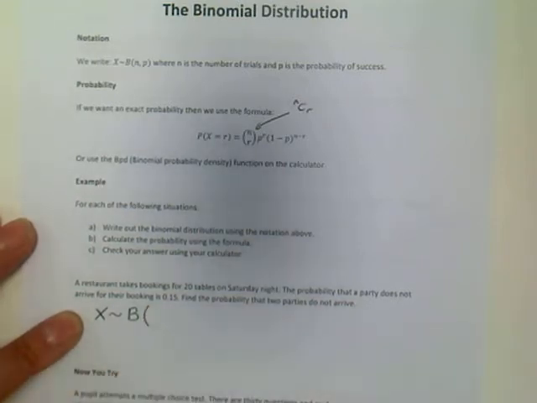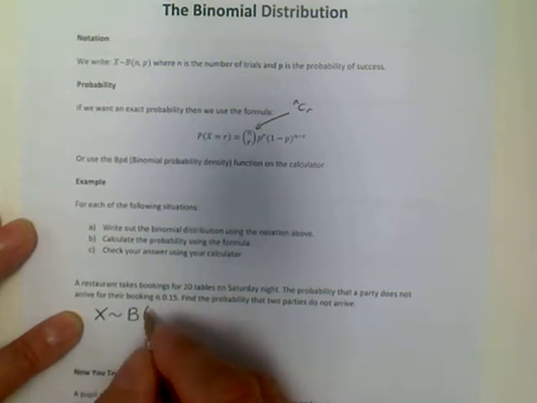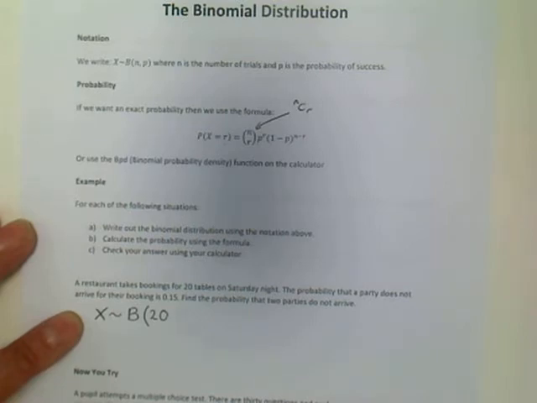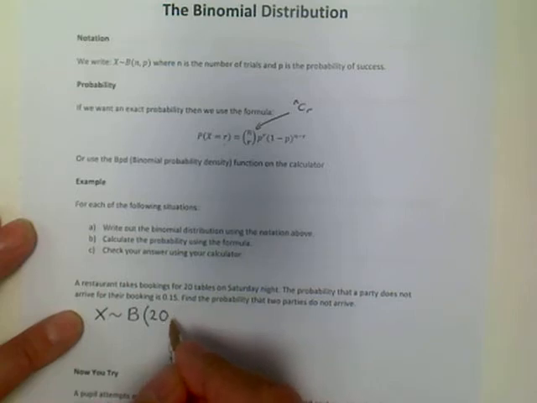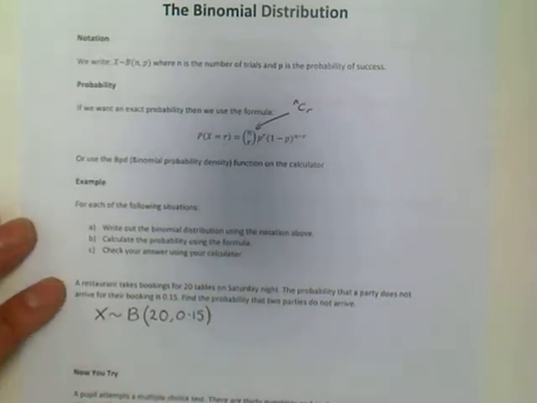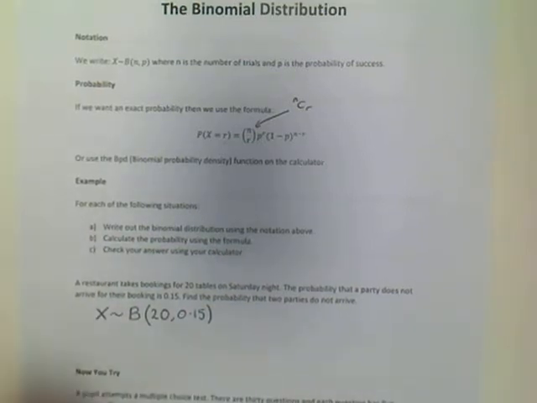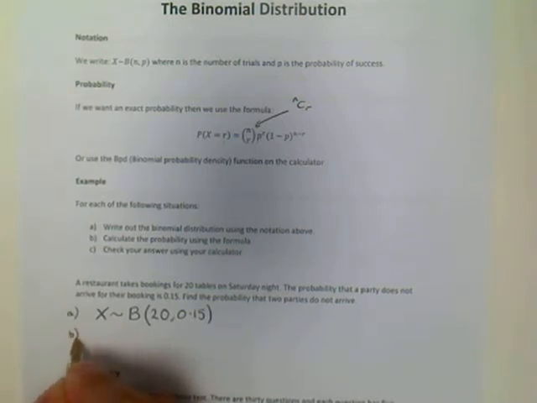And then how many times are we doing this trial? The answer is 20, because we are checking against 20 different tables. The probability that the party does not arrive is 0.15, so that is what we are checking for. We want to know the probability that somebody does not arrive. So that is what we would write for part A. And that's all there is to it.